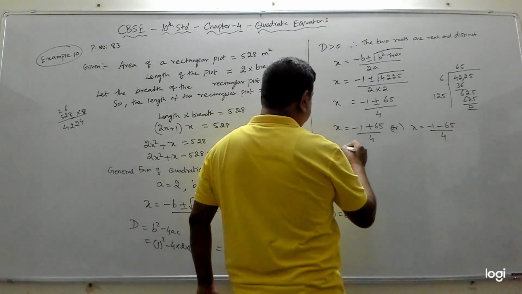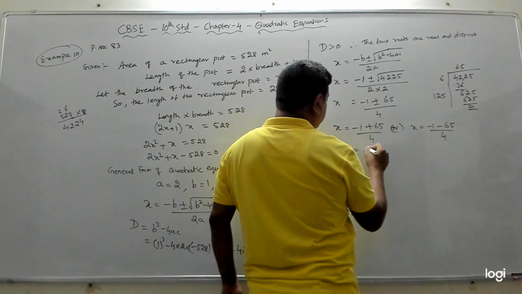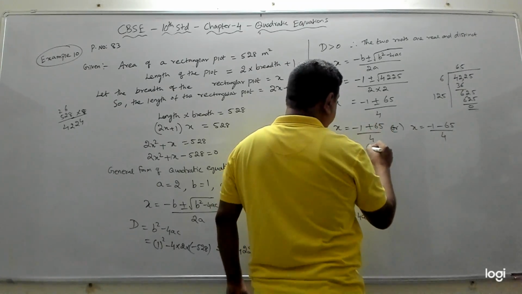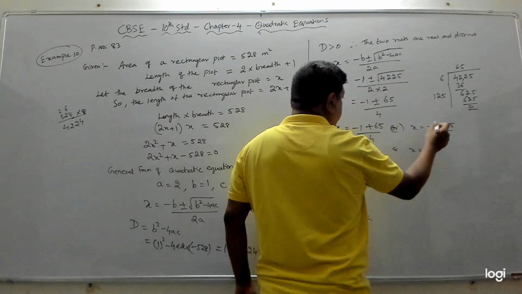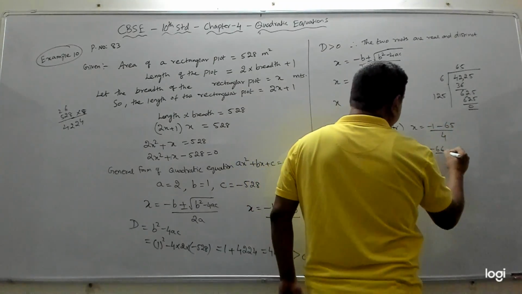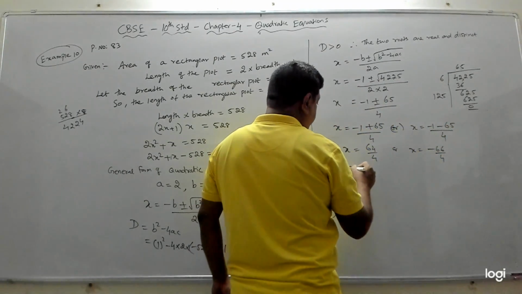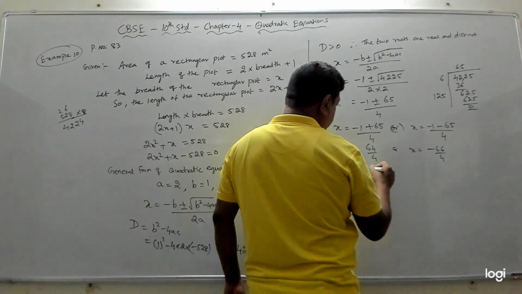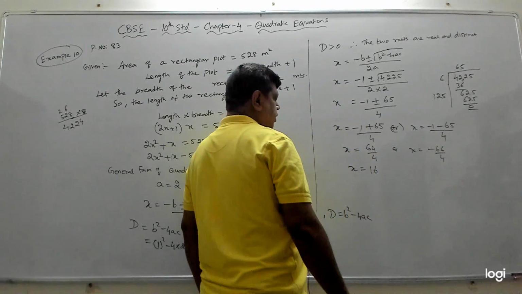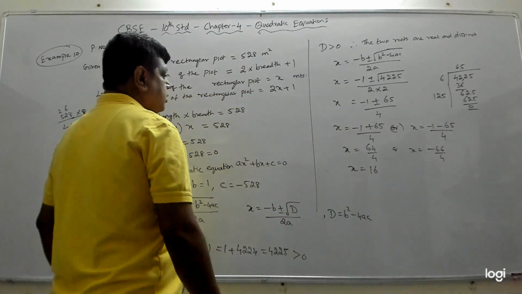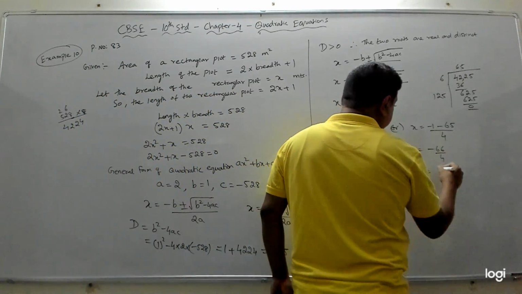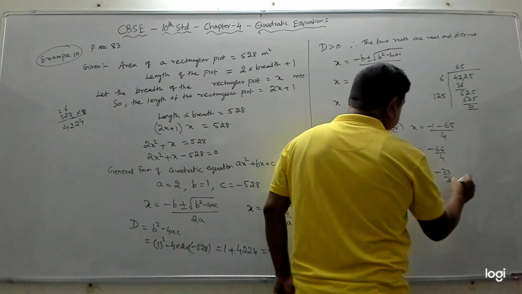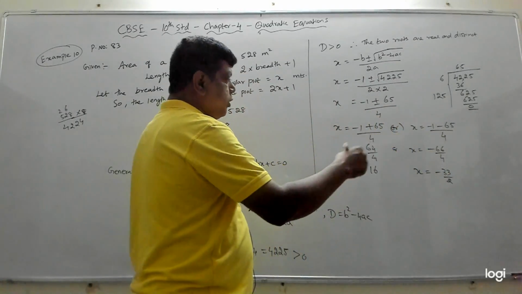So if you proceed, you will get x is equal to 65 minus 1 is 64 by 4, or x is equal to minus 65 minus 1 is minus 66 by 4. So x is equal to, if we cancel it, 16. Here your x becomes, if you cancel by 2, minus 33 by 2.